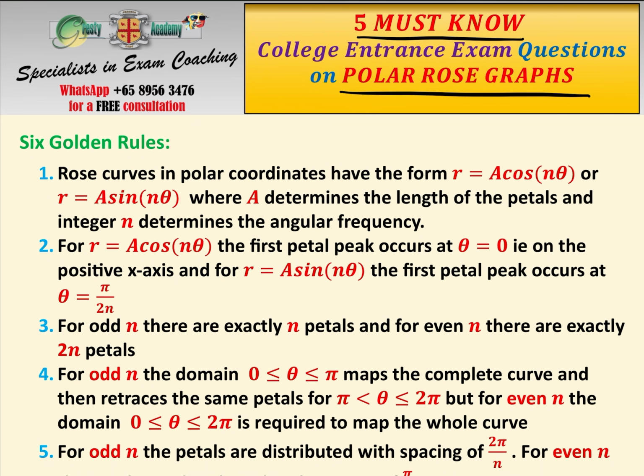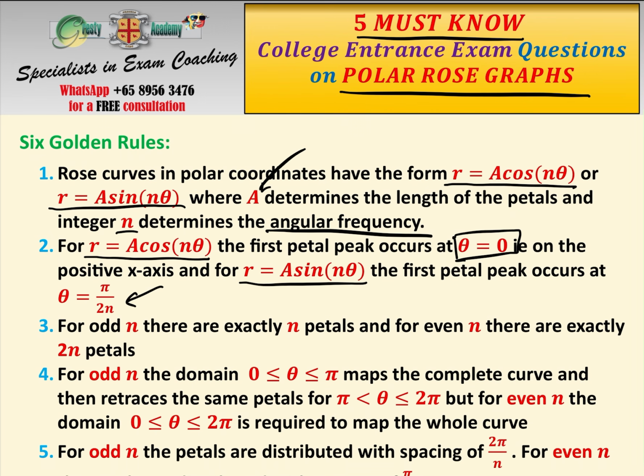Okay, number 1, rose curves in polar coordinates have the form r equals a cos n theta or r equals a sine n theta, where a is the maximum value of r, and that's the length of the petal, and n determines the angular frequency. That's rule number 1. Rule number 2, if we've got r equals a cos n theta, the first petal peak occurs at theta equals 0 on the positive x-axis, and for r equals a sine n theta, it occurs at pi over 2n, and that's how we can see if it's a sine or a cos curve.